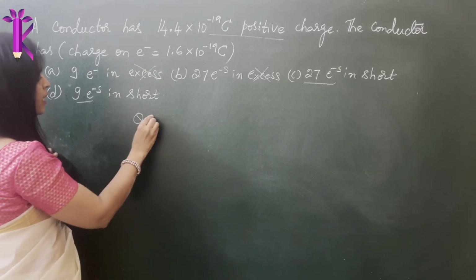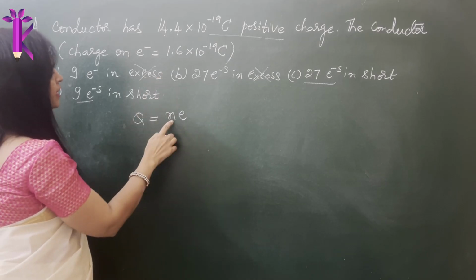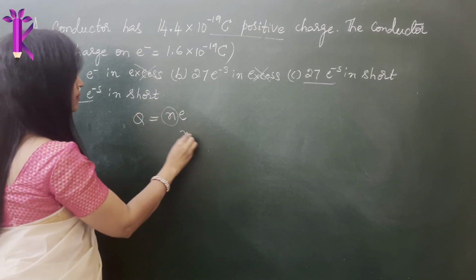So what is your formula? Q is equal to N times E. So Q is given, we need to find out N. So therefore what will N be equal to?